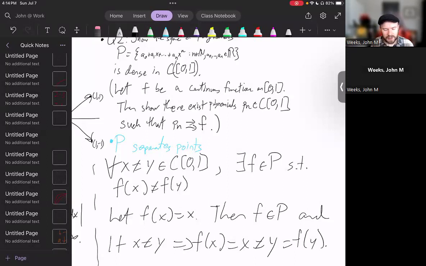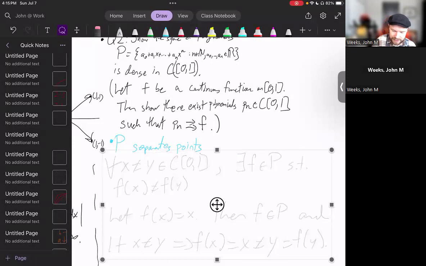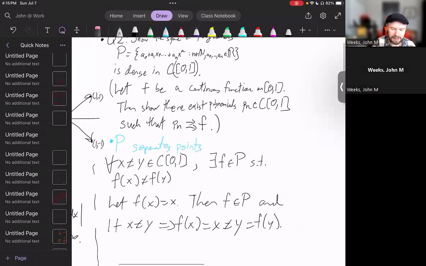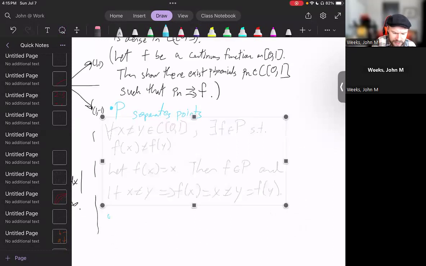Something nice and easy for the fact that we just work with polynomials here is that we get to work with a lot of injective functions when we do that. Pretty neat thing there. So that tells us that this space separates points. What else do we need to show?